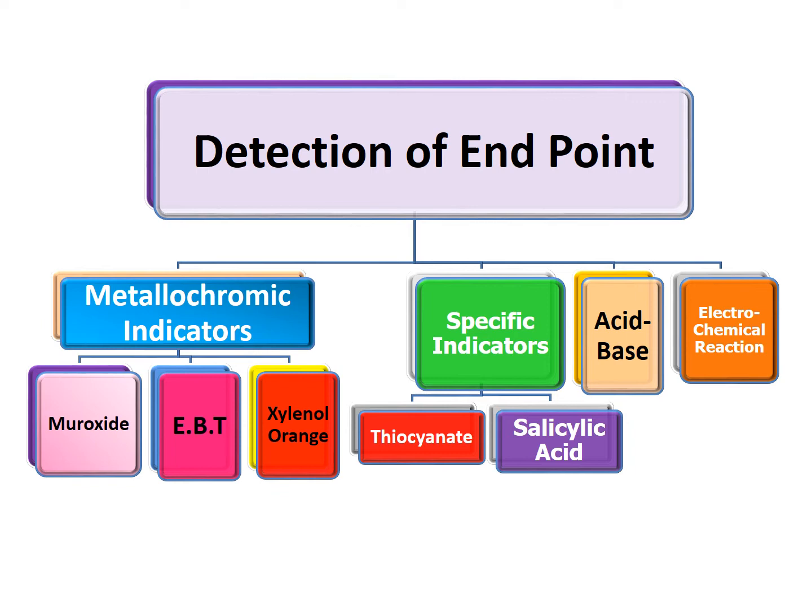These indicators are classified as follows: either metallochromic indicators, such as murexide, EBT, and xylenol orange, or specific indicators, such as thiocyanate and salicylic acid, or we can detect the endpoint with the aid of acid-base reactions or electrochemical reactions.